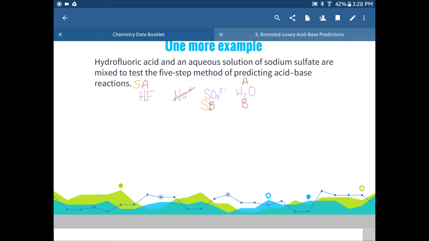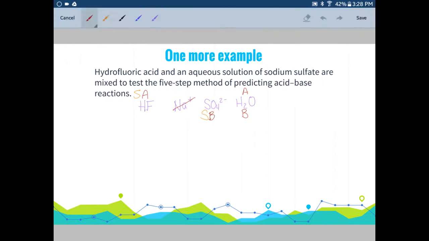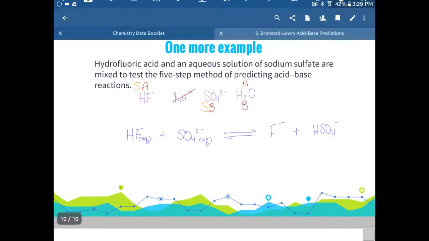So my third step is done, and now I'm going to take a look at step number 4, which is just writing out that equation. My hydrofluoric acid is reacting with my sulfate, and we're getting the fluoride ion and our hydrogen sulfate.